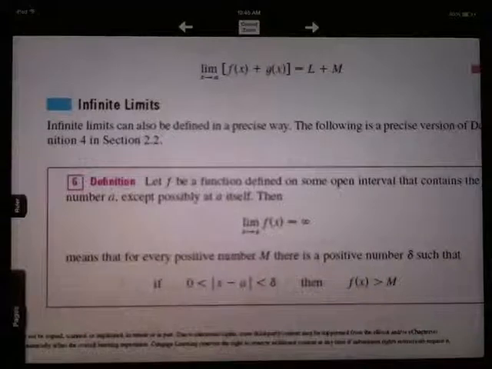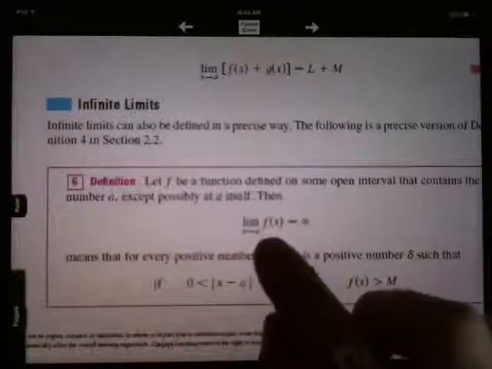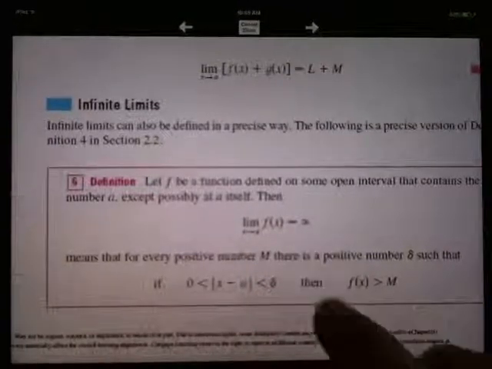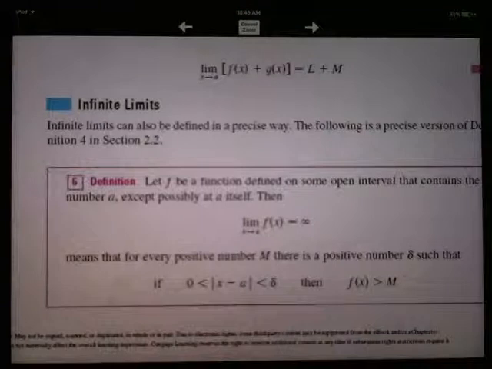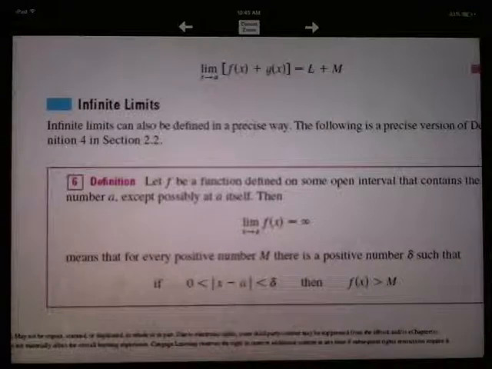Section 2.4 in the text ends with the strict definition of the limit equaling infinity. Now, this is definitely something that I want to just expose you to, and I'm not going to test you on it. It's really easy to get bogged down in section 2.4. I don't want to get bogged down in section 2.4. I want to just expose you to it.